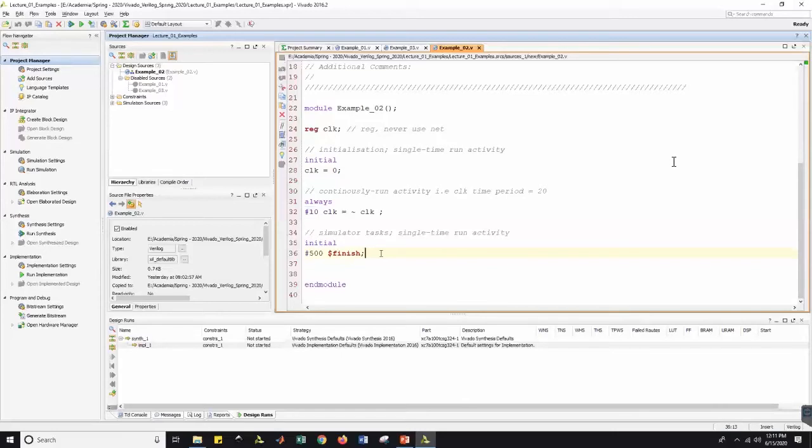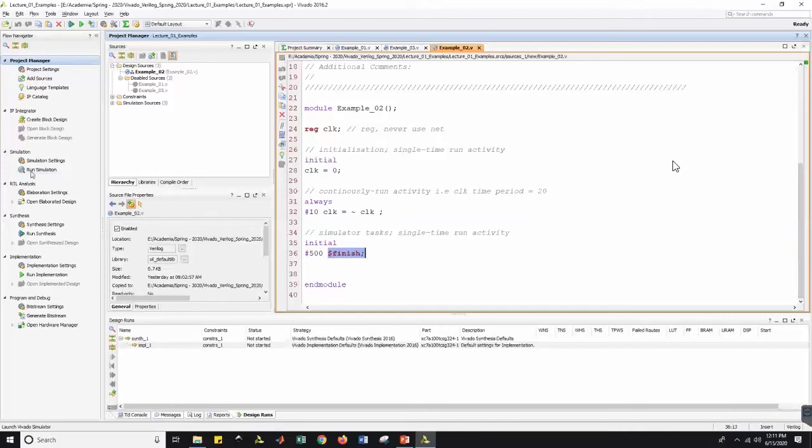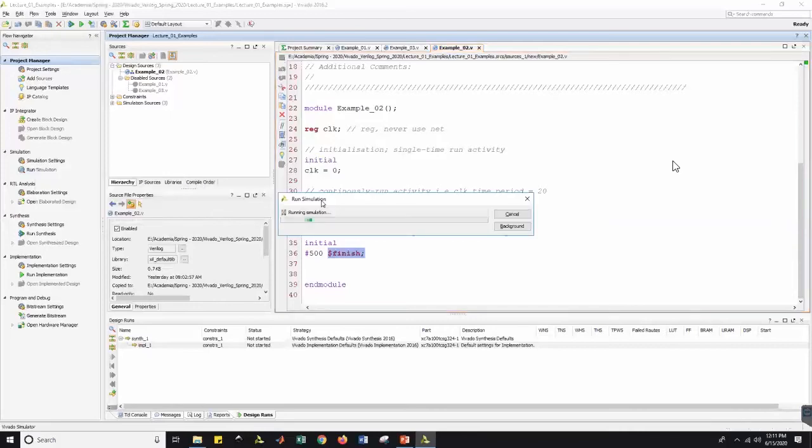Okay, this is another independent initial block. All initial blocks, when we don't mention delay, start at t equals 0. But here we are deliberately mentioning some delay. So after 500 units, the simulation will be finished. Now let's go to the simulator, perform behavioral simulation, and look at the output.